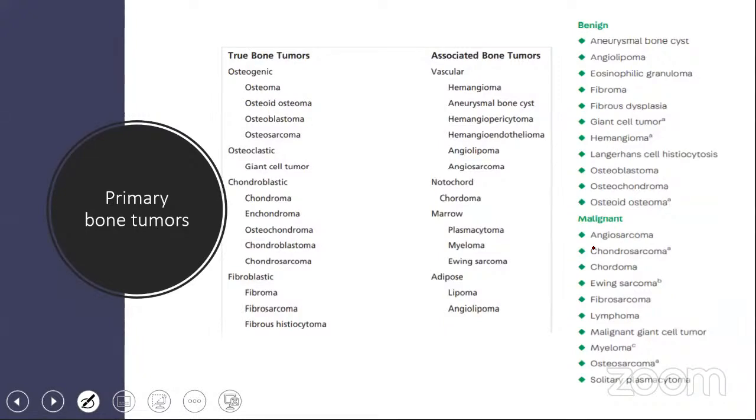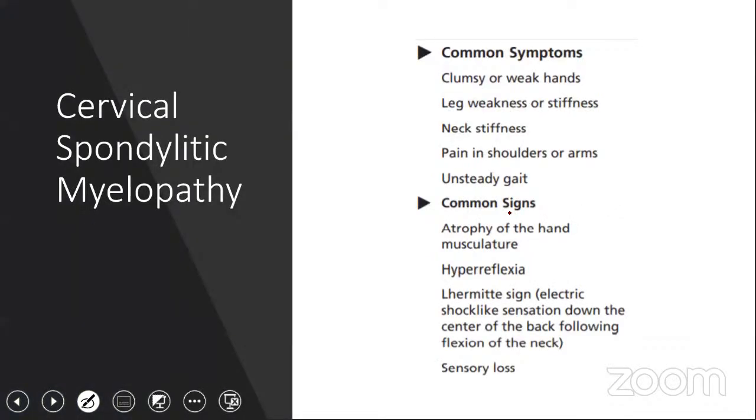The vascular hemangiomas, aneurysmal bone cysts, hemangiopericytomas, notochordomas, plasmacytoma is more important, myeloma, and these are the primary malignant bone tumors. Lipomas and angiolipomas are very uncommon. Okay. So the common symptoms are clumsy cervical spondylotic myelopathy, which we'll see in the advanced ages of 65 and 70.